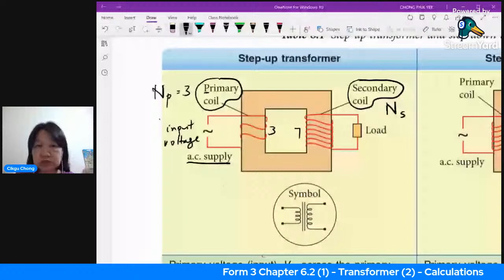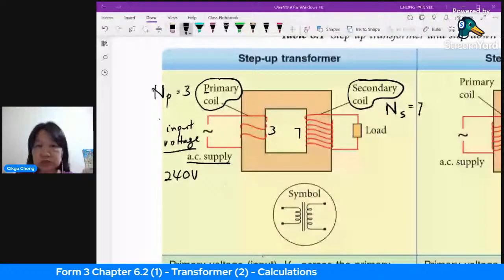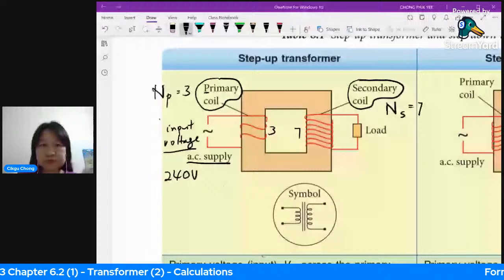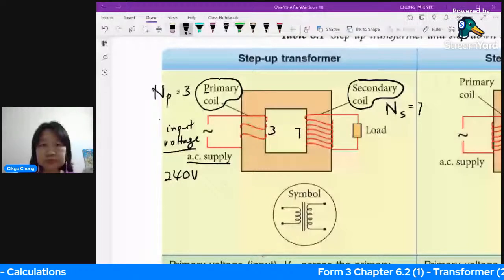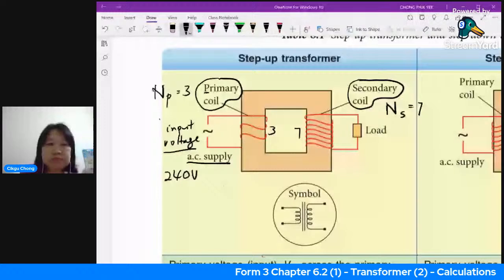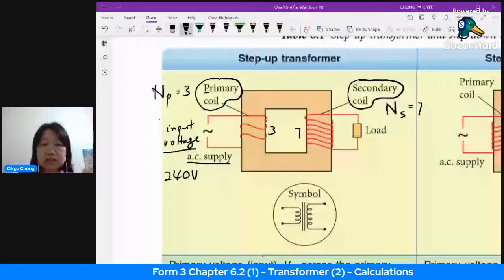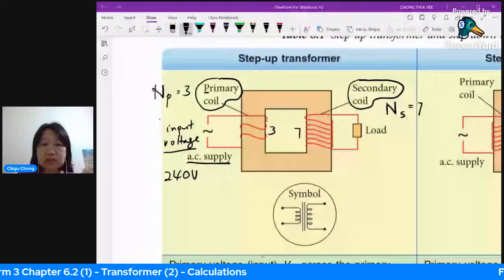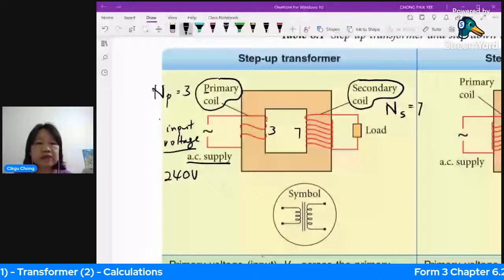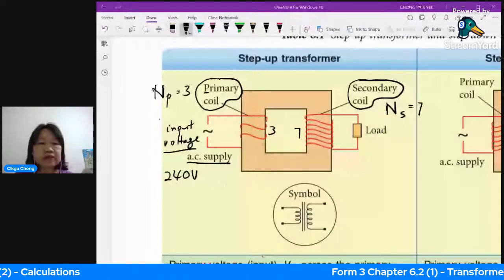So your input is what you want to convert. Your input is 240. How we represent this, we use V. V stands for voltage. And because it's at the input, that means it's connected to a primary coil, so we put VP. Okay, so VP here will be 240. I want to introduce the symbols for you first.